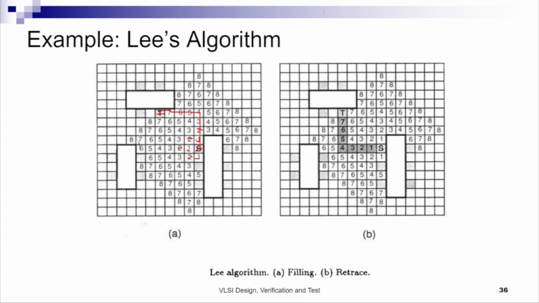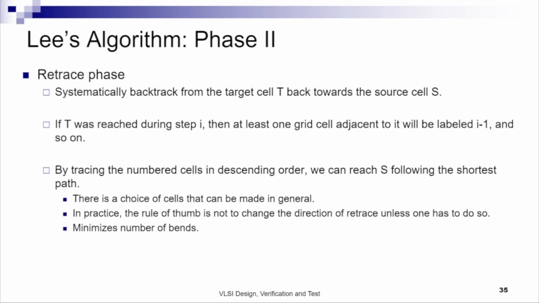So it will be 7, 6, 5, 4, 3, 2, 1, S. Right? It could be any other path. It could be this also: 7, 6, 5, 4, 3, 2, 1, S. Now all these paths have the same Manhattan distance. All are shortest paths. This is another important thing to note. So if T was reached during step I, then at least one grid cell adjacent to it will be labeled I minus 1 and so on. By tracing the numbered cells in decreasing order, we can reach S following the shortest path.